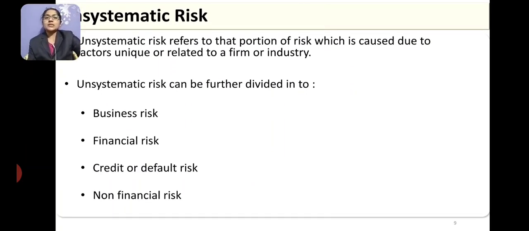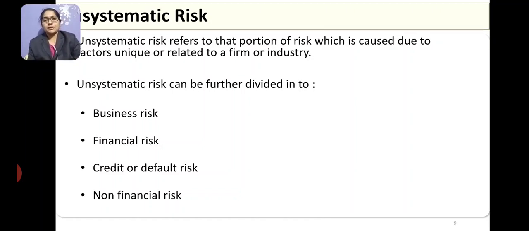Then we have unsystematic risk. This refers to that portion of risk which is caused due to the factors unique to the related firm or industry. So here this is the risk which is specific. Unsystematic risk is also called specific risk.